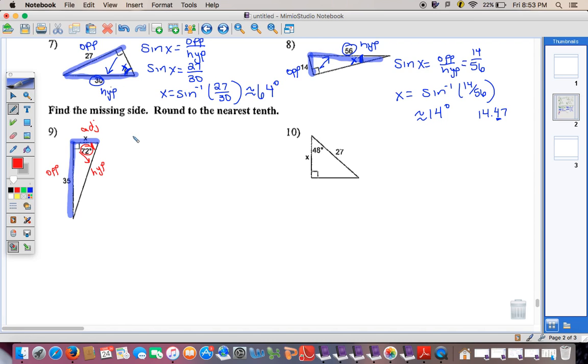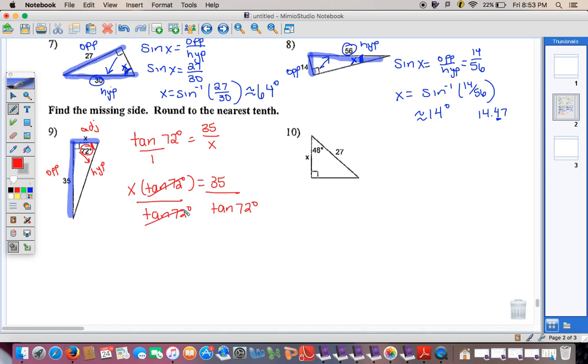We have to figure out what relationship we can use. Here, with opposite and adjacent, we know it has to be the tangent function. So tangent of 72 degrees is equal to the opposite side, which is 35, over the adjacent side, which is x. You can put tangent of 72 over 1, make it a proportion, and cross multiply, because that's how we solve proportions, and we get x times tangent of 72 is equal to 1 times 35, or 35. Then we would divide both sides by tangent of 72 degrees.